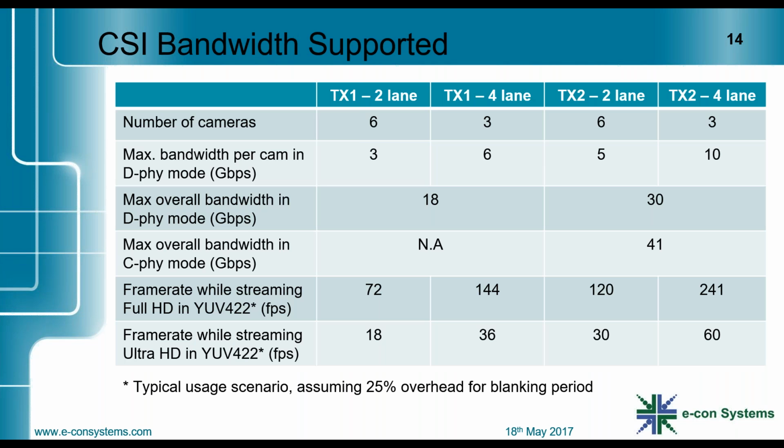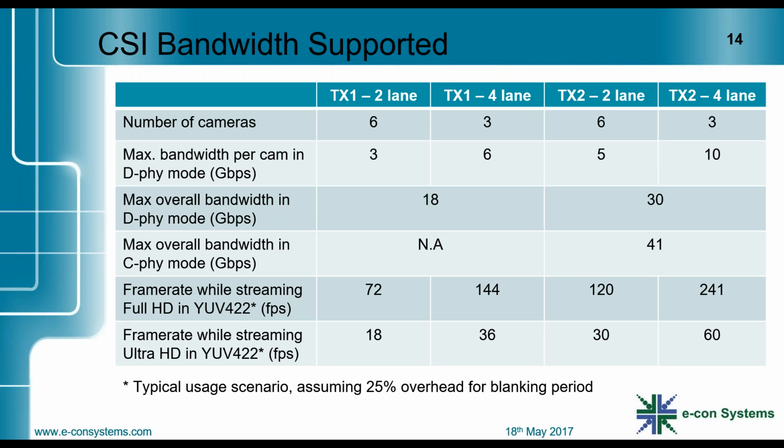Let's see about the bandwidth that is supported in both the TX1 as well as the TX2 MIPI interface. The TX1 as well as the TX2 can support up to 6 cameras when operating in two-lane mode, whereas up to 3 cameras can be supported when working in four-lane mode. This table should give you some idea about the frame rates achieved when different CSI configurations are used in TX1 and TX2.